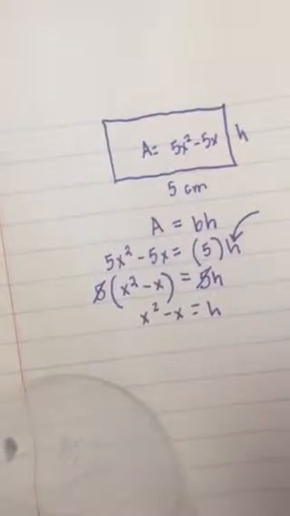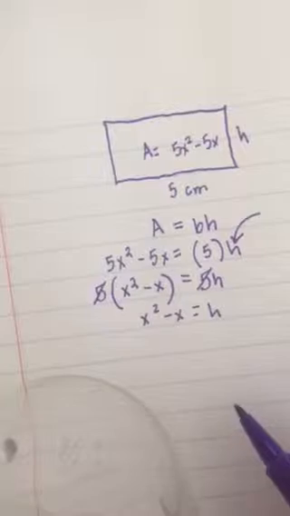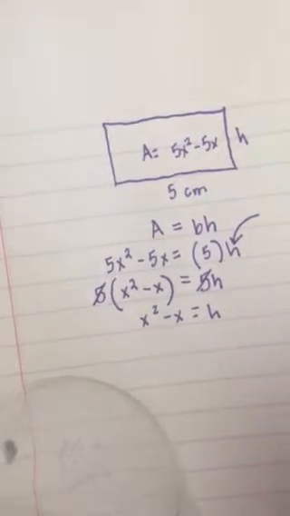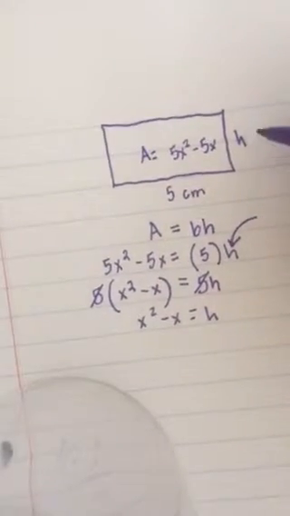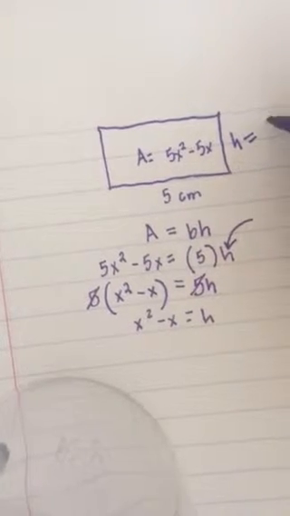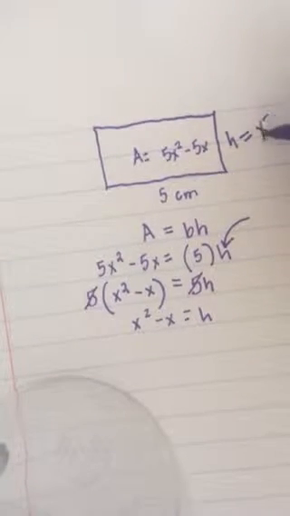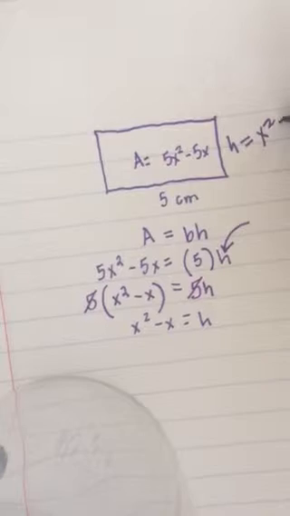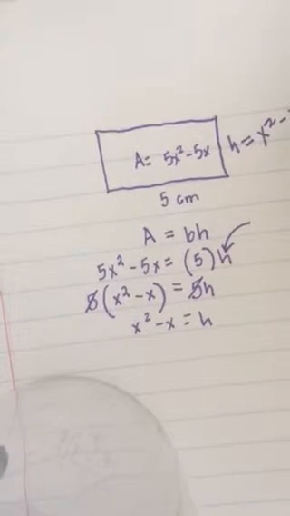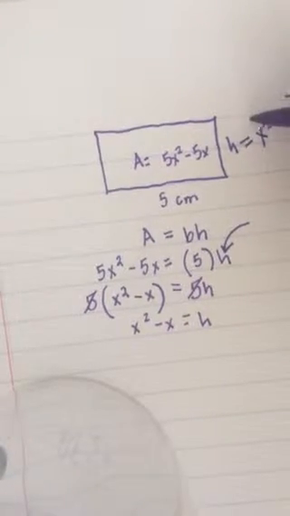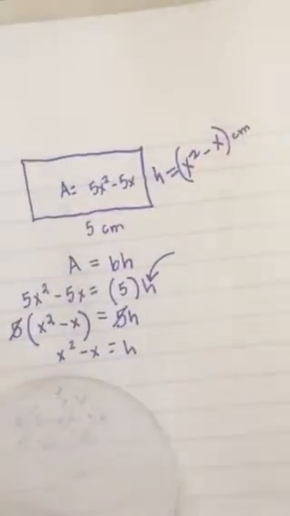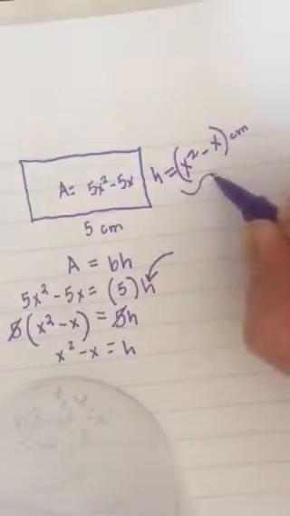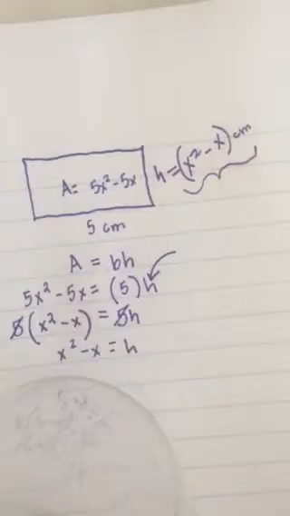And that is as far as we can go in this problem. There's nothing else that we can solve here. Our h, or our height, equals x squared minus x centimeters. And this would need to be in parentheses. And that's all we can do on that problem. That is our height. And that is our answer.